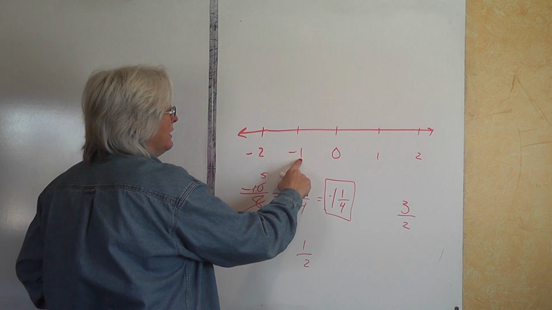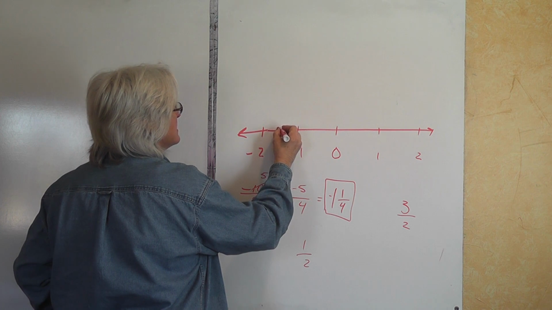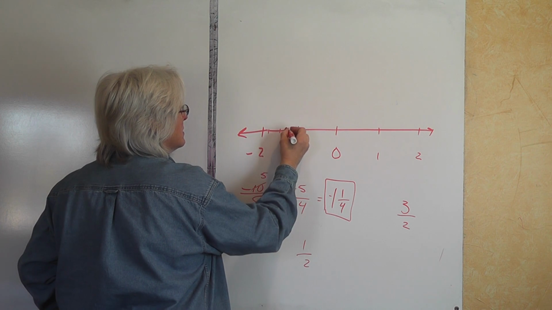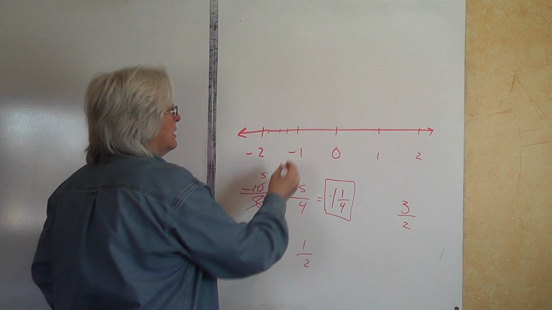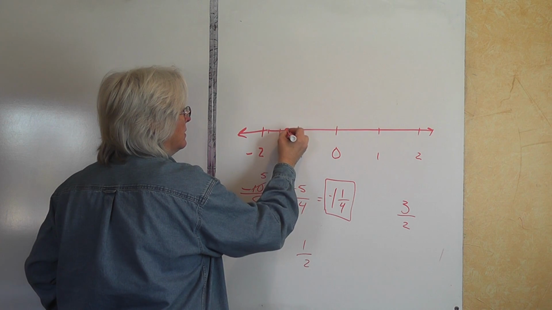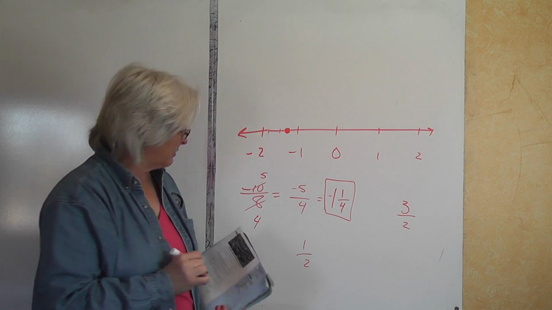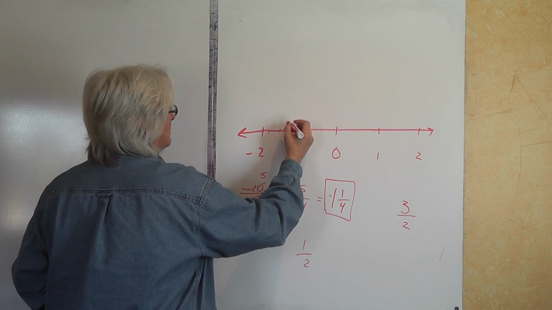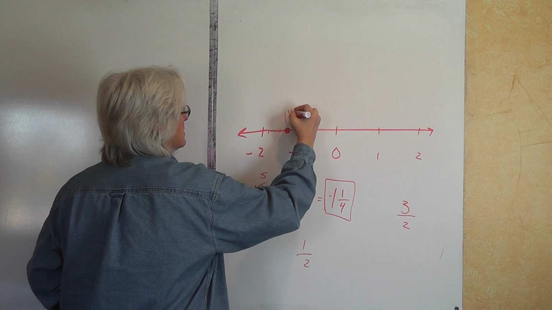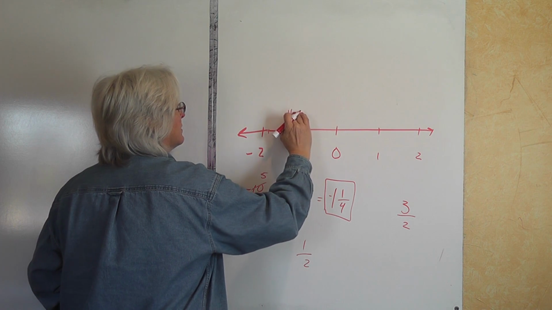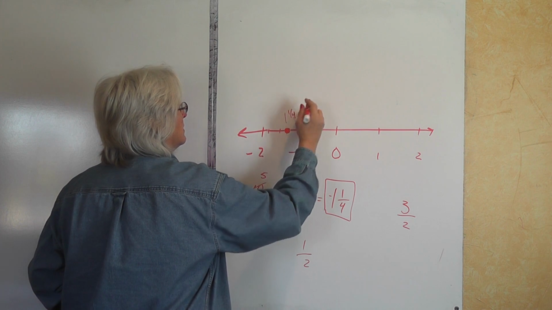Here's a -1. We divide this into 4 spots. Our -1 and 1/4 would graph right about there. And that's how you would identify this. Except you would not write 1/2, you would write 1/4.